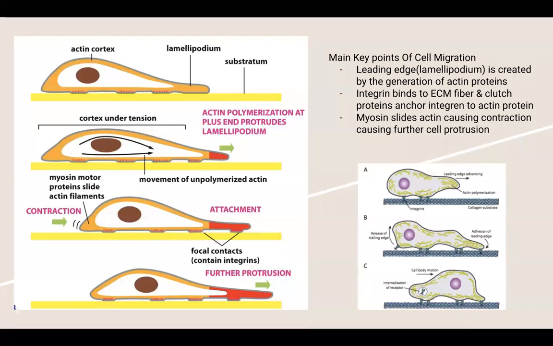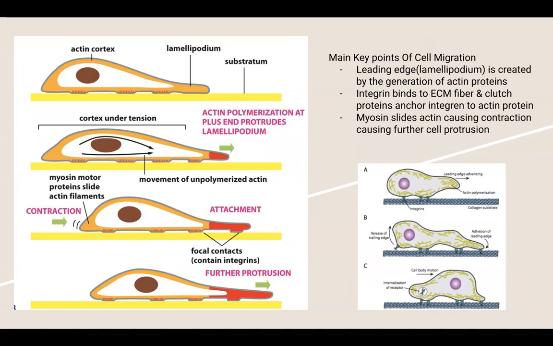Now that we know the main components needed for cell migration, we can describe how cells are able to move through the matrix. Cells generate actin proteins at the leading edge of the cell through polymerization, causing the leading edge to protrude forward along an ECM fiber. Integrin then binds to the ECM fiber, and clutch proteins anchor integrin to actin filaments.